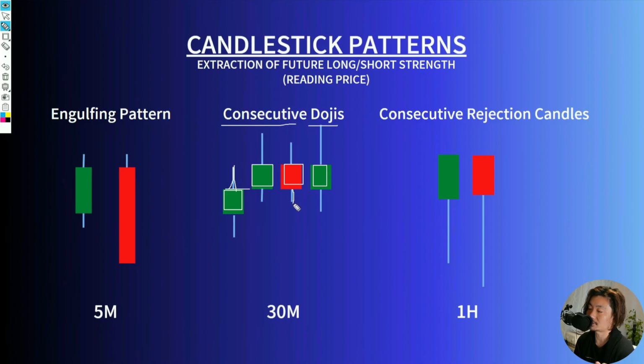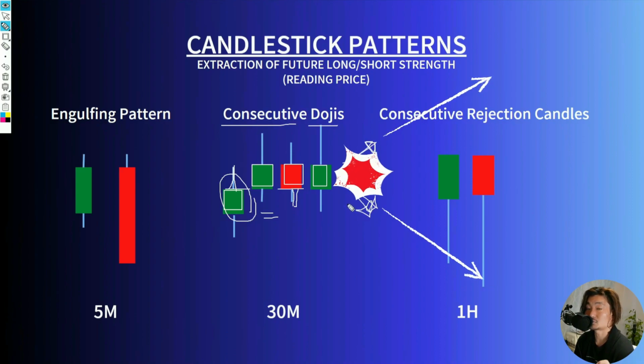The sellers were able to come down to these levels, but the buyers came right back up to close at this level right here. Now, the difference between single candlestick dojis and consecutive dojis is that this tells us that in the next move, there's going to be an extreme amount of strength in whichever direction price goes. Okay, so all those single dojis only tell us that the future long and short strength is equal. The consecutive dojis tell us that the next move, whether long or short, will be extreme in quality.